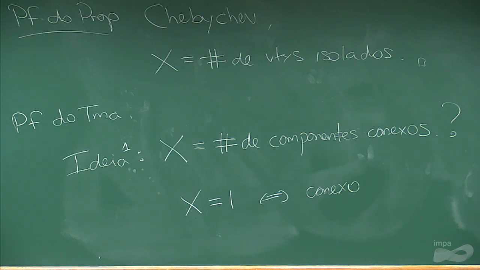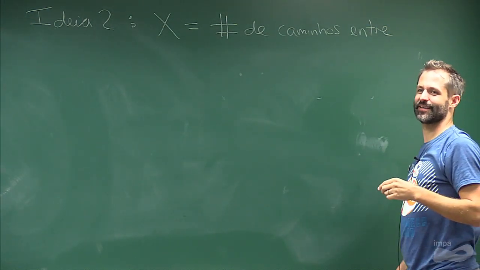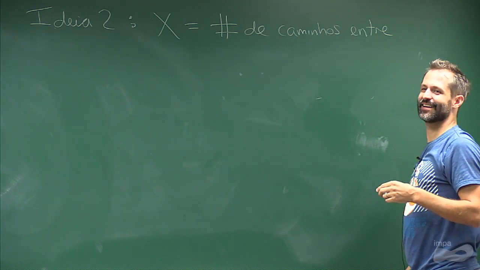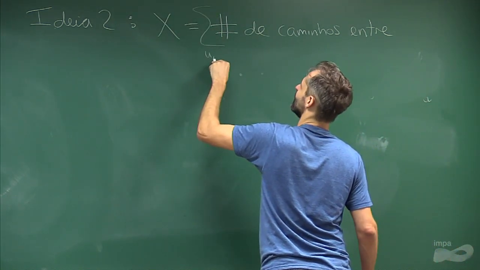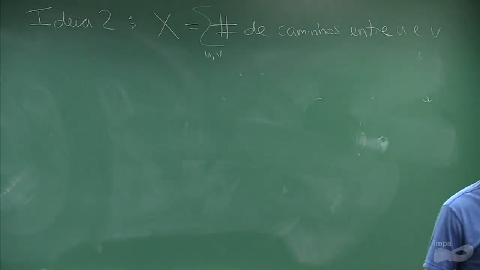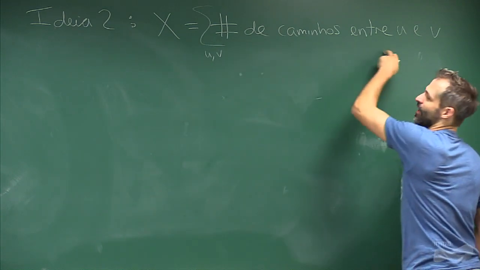X is the number of... The sum of the number of paths between each pair of vertices. So, arguments in favor and against. Why is this a good variable or bad variable? So, summing over u and v. The length of the path. No, the number of paths. This is what I understood.